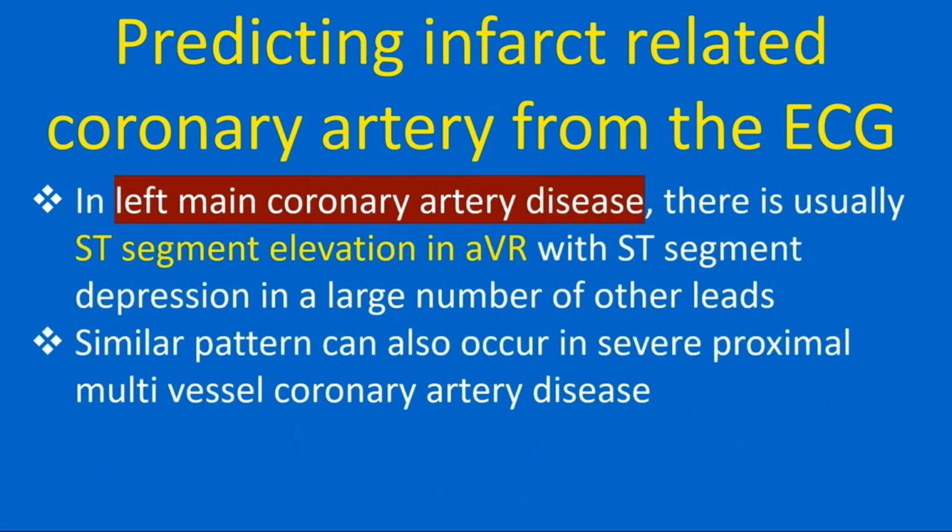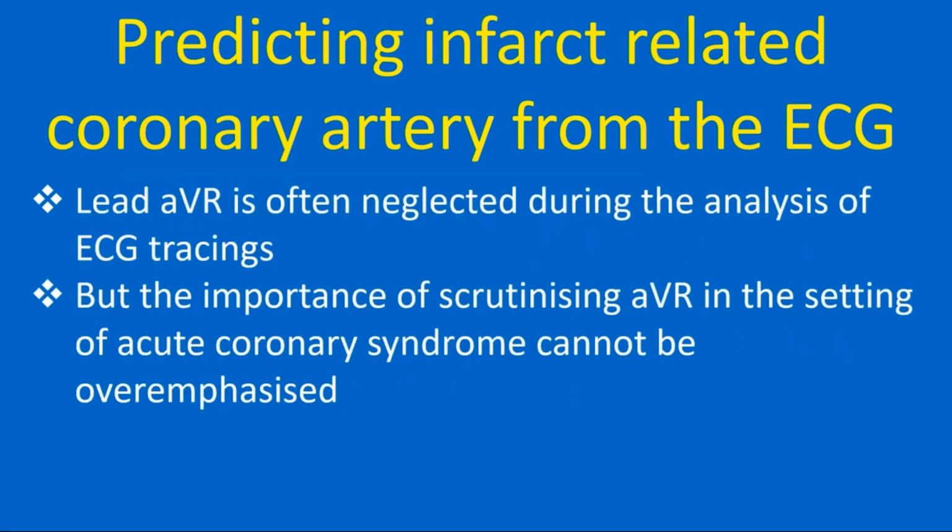In left main coronary artery disease, there is usually ST segment elevation in aVR with ST segment depression in a large number of other leads. Similar pattern can also occur in severe proximal multivessel coronary artery disease. Lead aVR is often neglected during the analysis of ECG tracings, but the importance of scrutinizing aVR in the setting of acute coronary syndrome cannot be overemphasized.